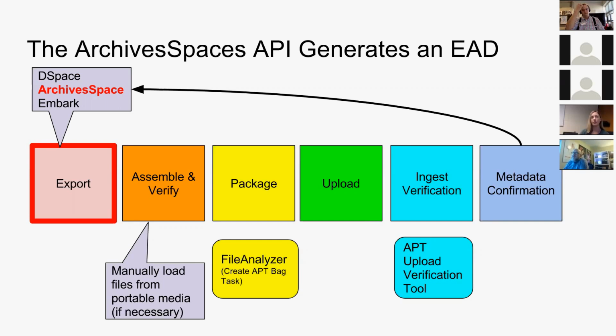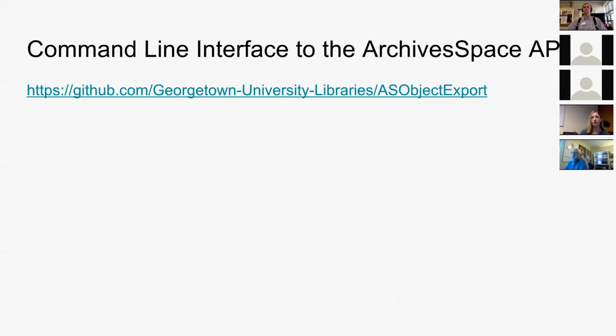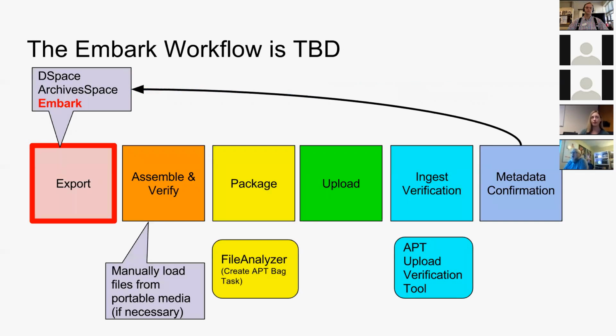When we interact with ArchiveSpace, we export EADs using the ArchiveSpace API. And so here's a link to our command line interface for the ArchiveSpace API. Essentially, you give an object identifier, and it will trigger the API to generate the EAD for you. So Embark, we have not yet implemented this, and we're unsure if we'd be able to have a fully automated interaction with Embark, but at least conceptually we'd want to be able to export metadata from Embark and go through a similar workflow.